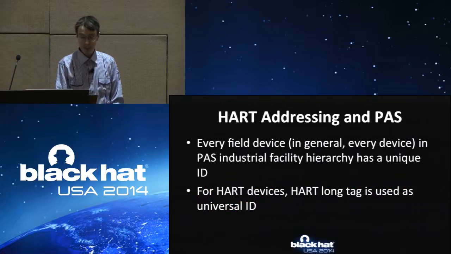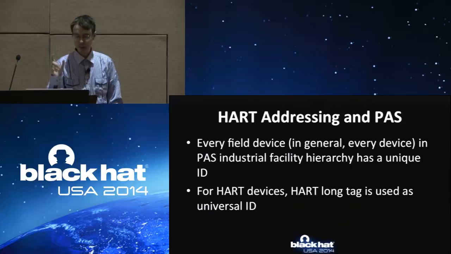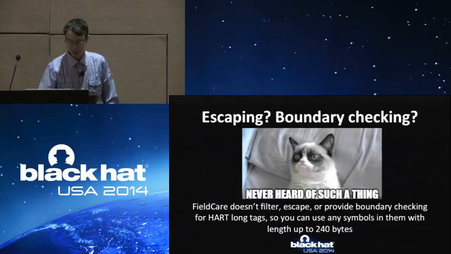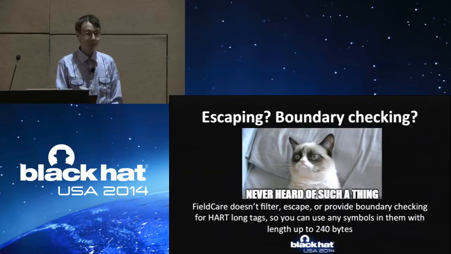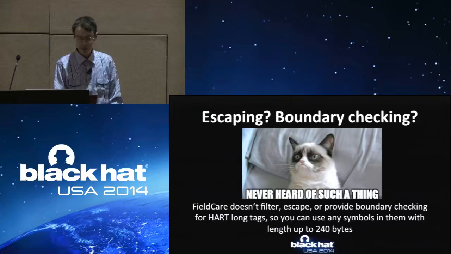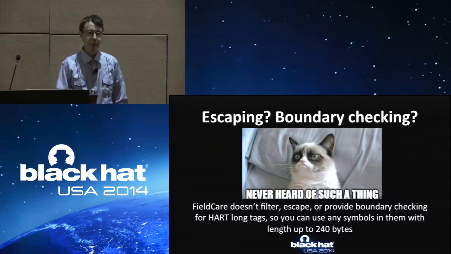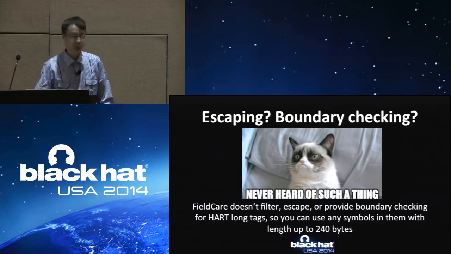In a PAS system, every field device, in general every device in the industrial facility hierarchy, has a unique identifier. For HART devices, the HART long tag is used as such a universal identifier. And if you ask some FieldCare developers about escaping and boundary checking, they will look like a cat on this slide. They never heard about it. FieldCare doesn't filter, escape, or provide boundary checking for HART long tags. So you can use any symbol in them with a length up to 240 bytes. It's not big. In some cases, we have only 30 bytes that we could use. And I'll explain in a moment how we could use them.